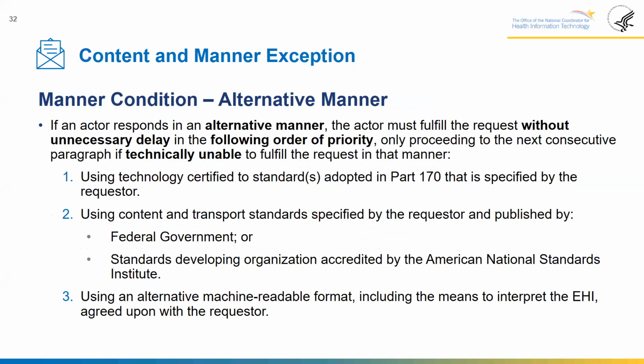Okay, so here we'll talk about the second part of the manner condition, the alternative manner. If an actor is technically unable to fulfill the request in the manner requested or cannot reach agreeable terms, then the actor may fulfill the request in an alternative manner. If an actor responds in an alternative manner, the actor must fulfill the request without unnecessary delay in the order I'm going to talk about now, only proceeding to the next consecutive paragraph if technically unable to fulfill the request in that manner. So let's look at the different manners in the order of priority.